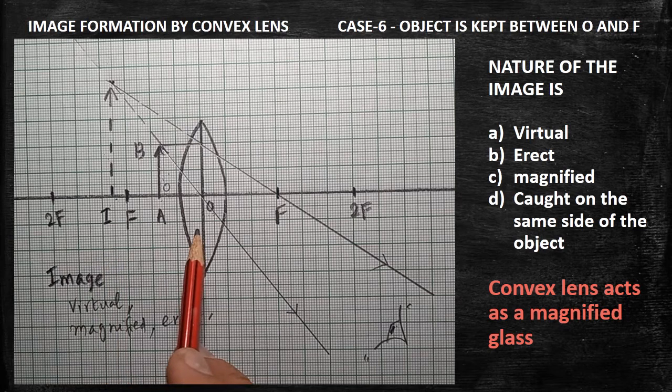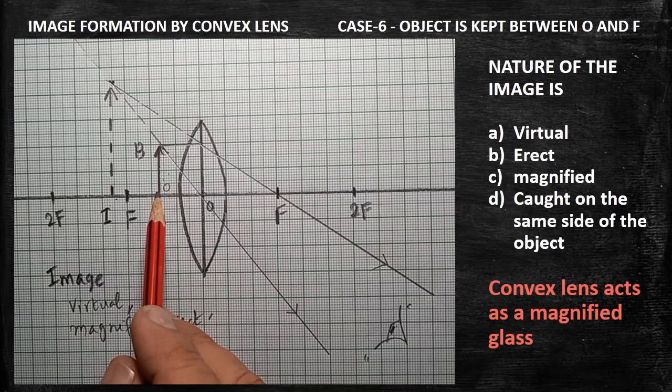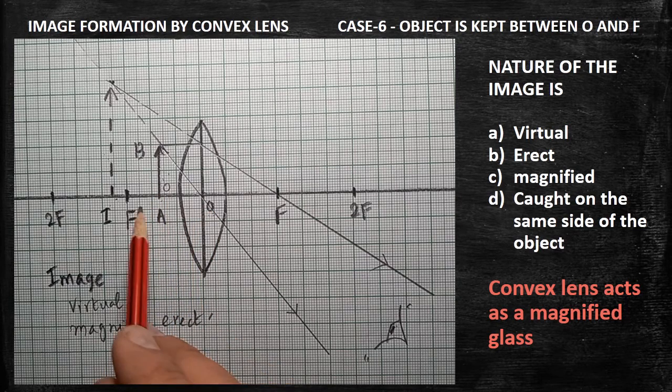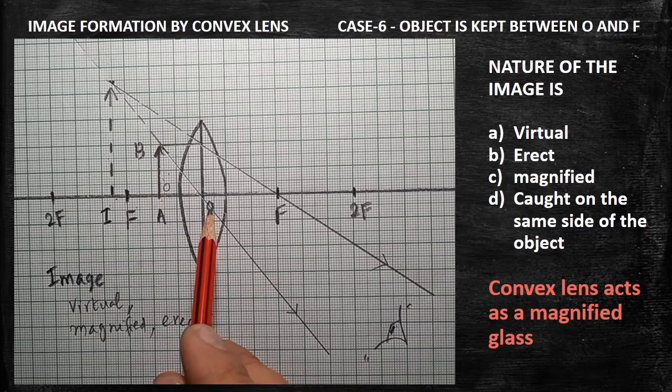If you want to magnify anything, very small tiny things, so clear where the object must be kept. The object must be kept between O and F. Only then the lens will magnify the things. Very important case. Understood?